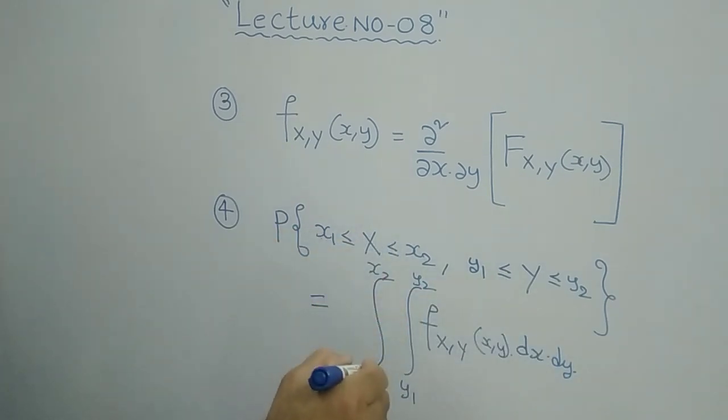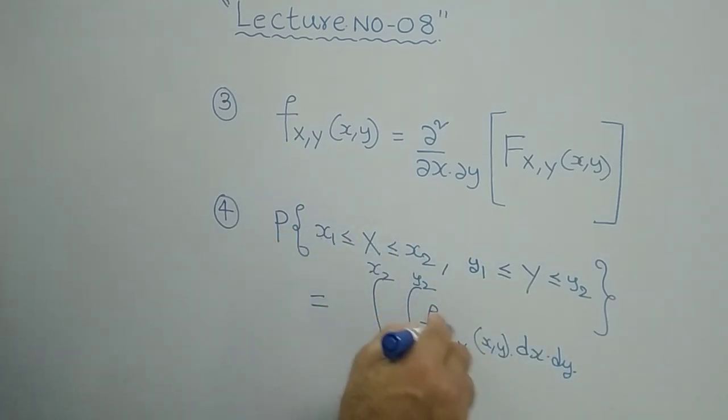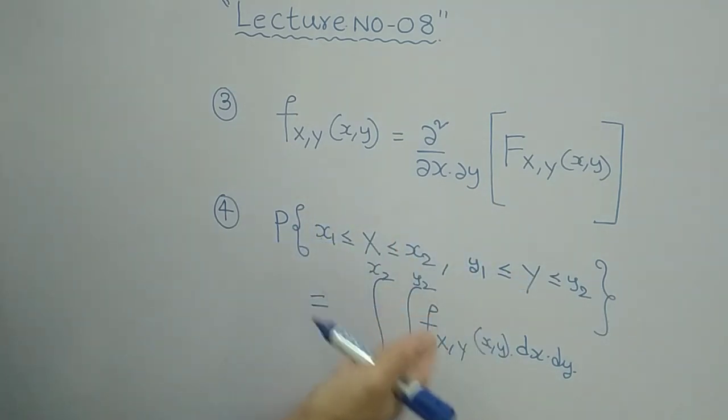Therefore you apply the limitations in this, and the joint PDF is given to you. Evaluate this integral. Finally you will get a certain value. That value itself is the answer. Meaning the probability of the joint event comes here after evaluating this integration. Clear? So this is the fourth property.